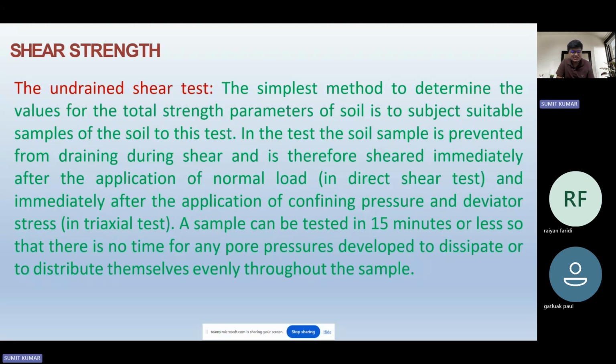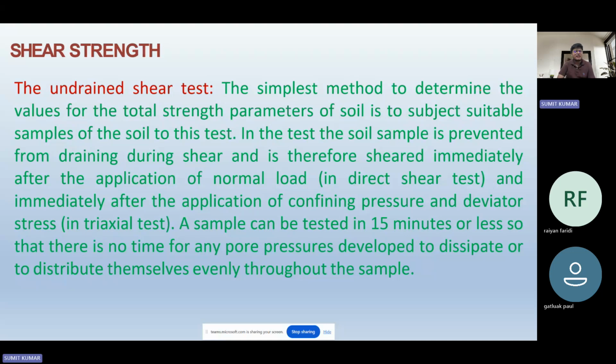Now, first of all, see the undrained shear test. In the undrained shear test, it is the simplest method to determine the values of the total strength parameters. Basically, if it is undrained, there is no pore water pressure dissipation, so the parameter which is obtained automatically is going to be the total shear strength parameter. But over here we could calculate the pore water pressure development.